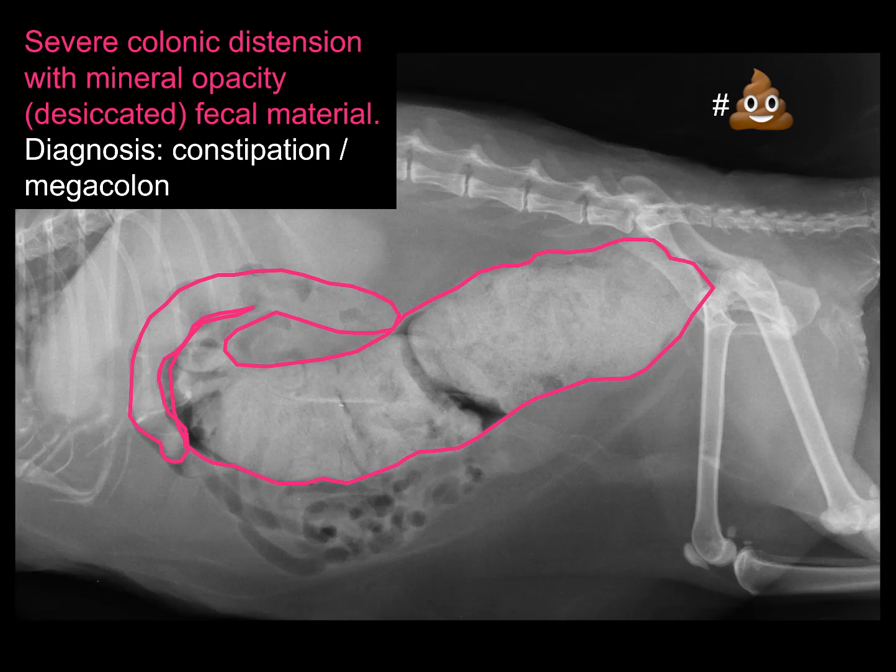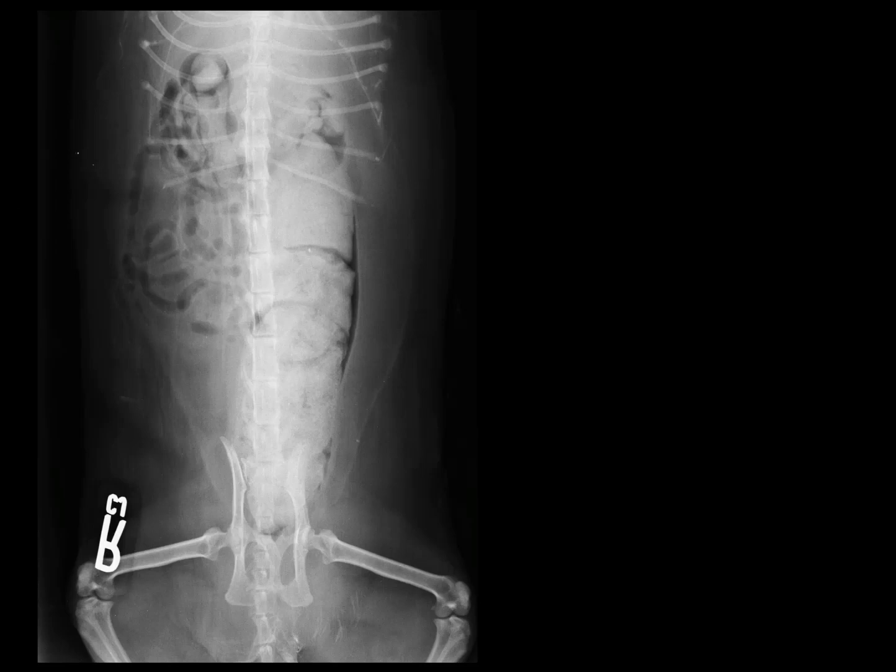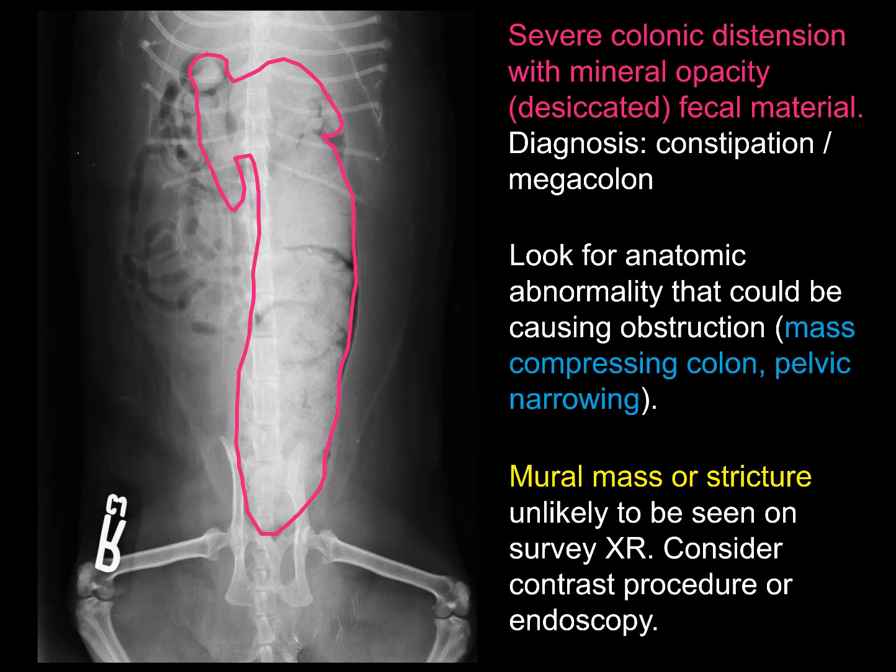So this is a cat with a megacolon. Here it is on the VD view, same sort of look, lots of fecal material causing massive distension of that colon. We always want to look for some sort of cause for that disease. Is there some anatomic problem? Was there a pelvic fracture that has resulted in narrowing of the pelvic canal? Is there a mass here?